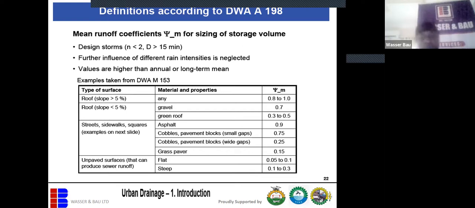It is never 1 anyway. Then, so you look at unpaved surfaces. Unpaved surfaces that can produce runoff. If it's a flat surface, it will be between 0.01 and 0.1. If it's very steep, it will be a bit higher, 0.1 to 0.3.